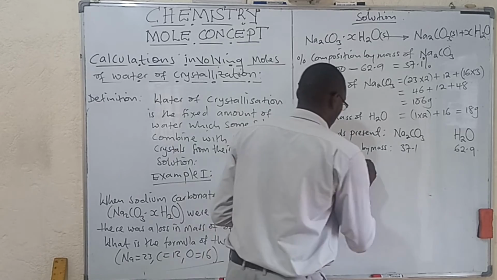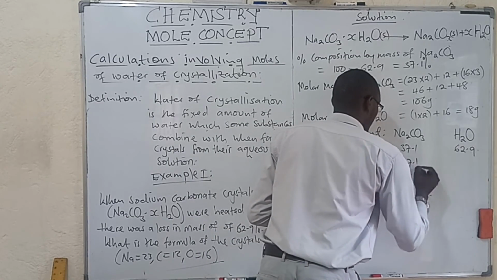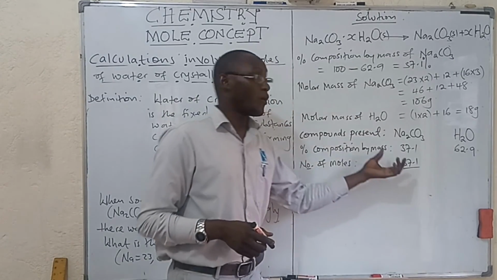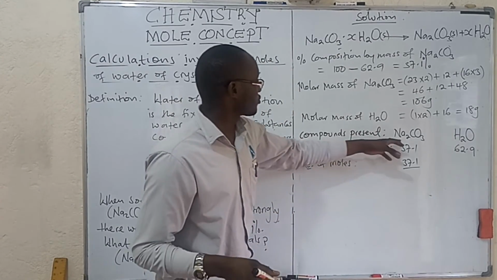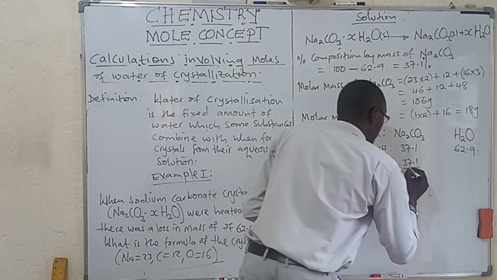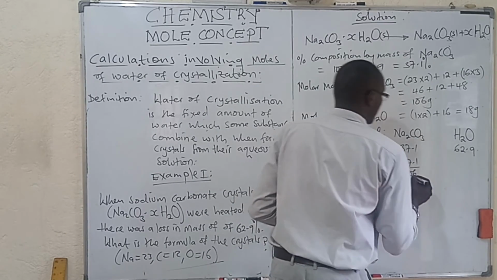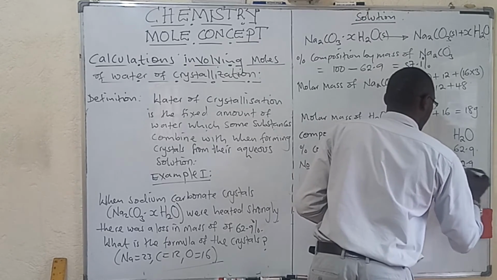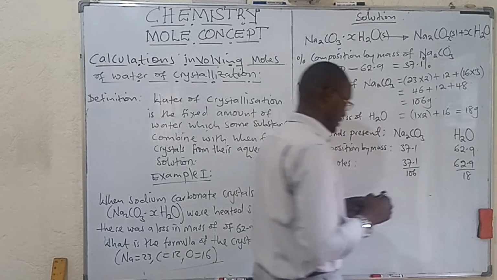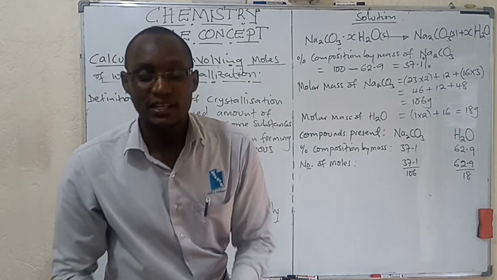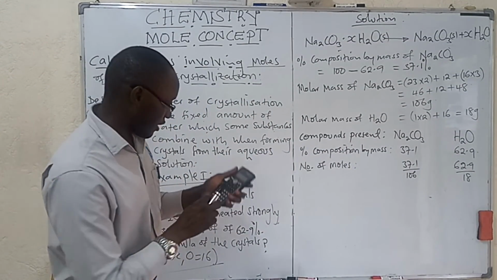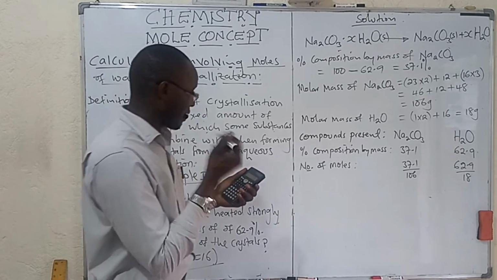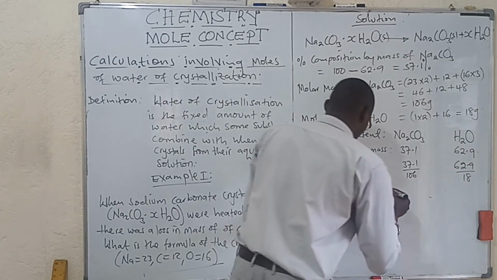The number of moles are going to be calculated by getting the composition by mass over the relative molar mass, the molar mass or the formula mass. So the molar mass for sodium carbonate is 106 grams. And here the molar mass for water is 18. So we can go and borrow a calculator and try to simplify. 37.1 divided through by 106. What do you get? And this will take us to molar ratio.